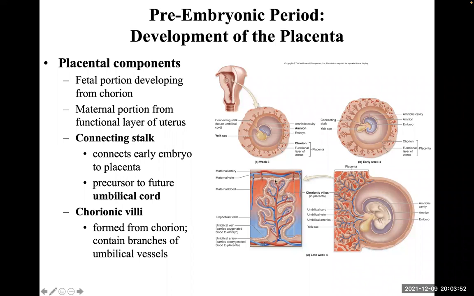So you can see here just in what kind of proximity fetal blood supply comes into contact with maternal blood supply. And it's very, very close proximity. And so these chorionic villi are the fetal component, or they contain branches off the umbilical cord. So they contain blood vessels involved with fetal circulation.